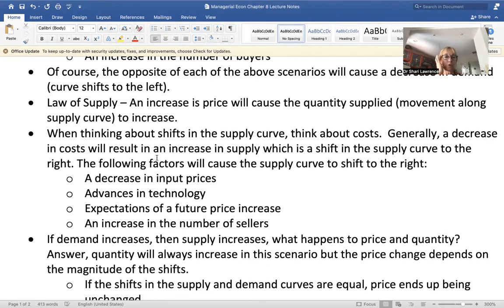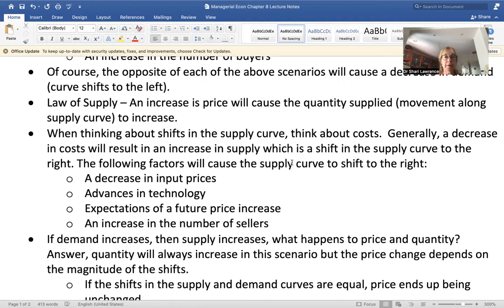Or they're producing more and more suppliers are coming in. So when you have an increase in supply, that means that the whole curve shifts. So more is going to be supplied at each price level, at all price levels. Okay, so the following factors are going to cause an increase in supply.